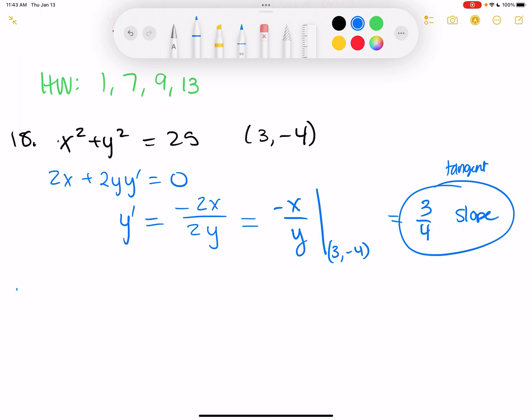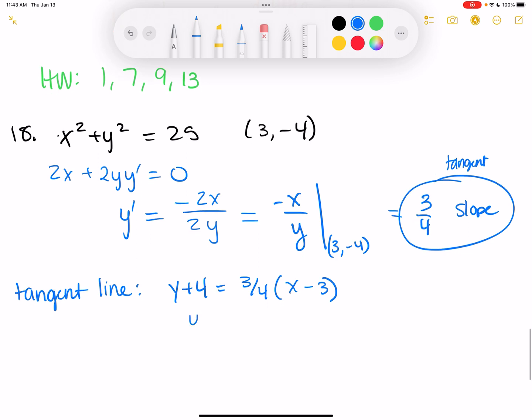So for the tangent line, how would I set that up? y plus 4 equals 3/4 (x minus 3). Distribute 3/4 through, and you can move the negative 4 at the same time. 3/4 x minus 9/4. And when you move the 4 over, you can make it over 4 as well, so it'll just simplify it.